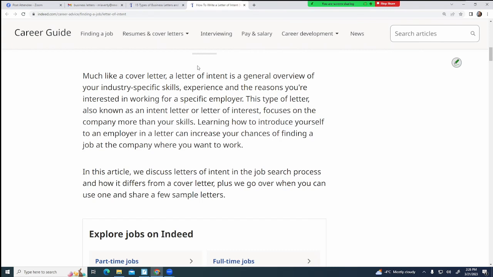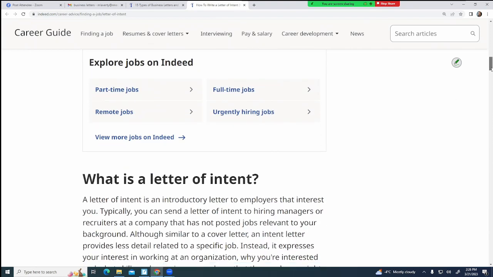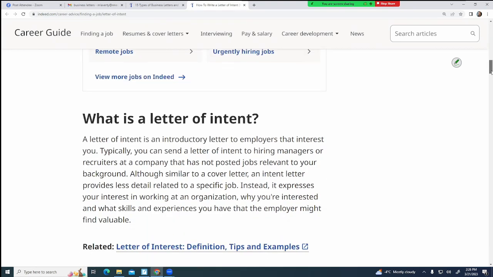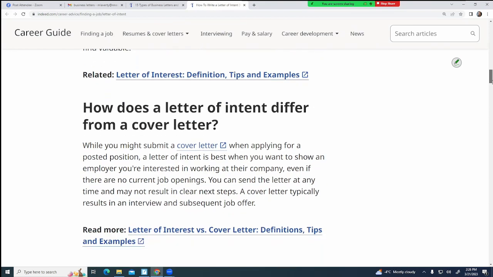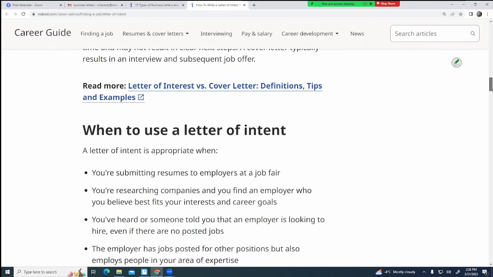This type of letter, also known as an intent letter or a letter of interest, focuses on the company more than your skills. Learning how to introduce yourself to an employer in a letter can increase your chances of finding a job at the company where you want to work. In this article, we discuss letters of intent in the job search process and how they differ from a cover letter. Plus, we go over when you can use one and share a few sample letters." So then it goes on to describe a little bit more about the cover letter.